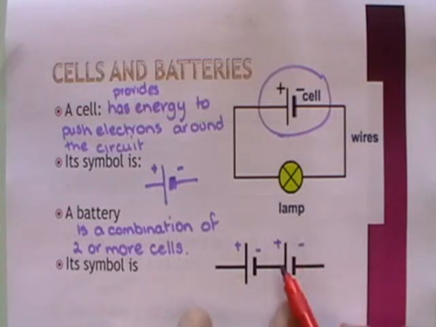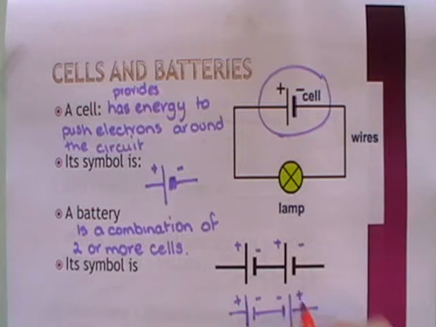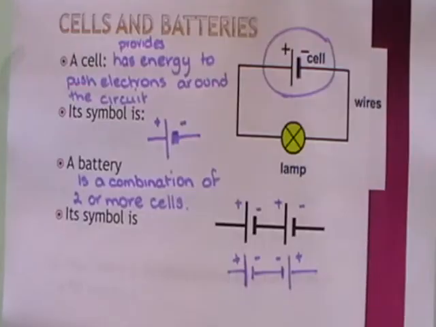Otherwise, if you turn this one round, and I'll just draw that, if you turn this one round so that the short part is facing the short part, what they do is they cancel each other out. So because this is the wrong way round, then the negative part, this cell is cancelling out the other cell.